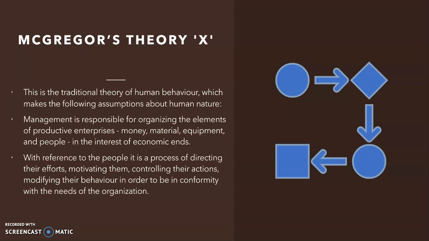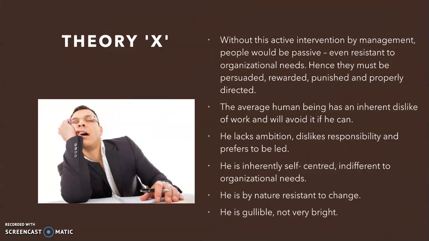So in theory X, the manager needs to direct people, motivate them and control their actions in order to achieve the organizational goals. Without this active intervention by the management, people or the employees will be passive, even resistant to the organizational needs. Hence, they must be persuaded, rewarded, punished and properly directed, as explained in theory X.